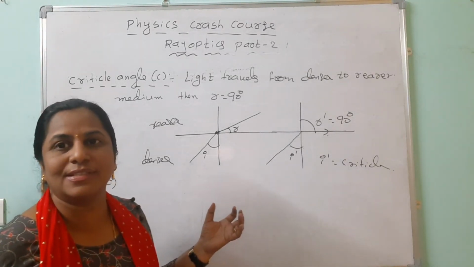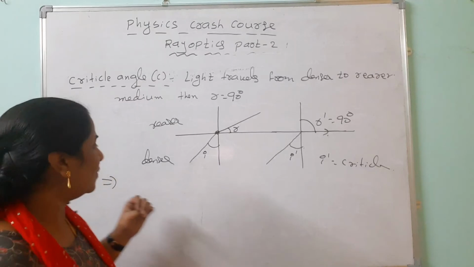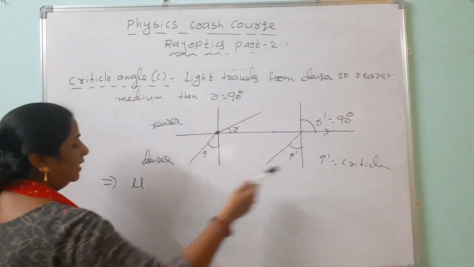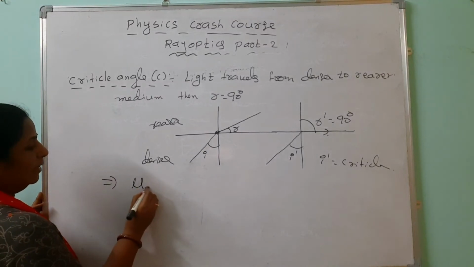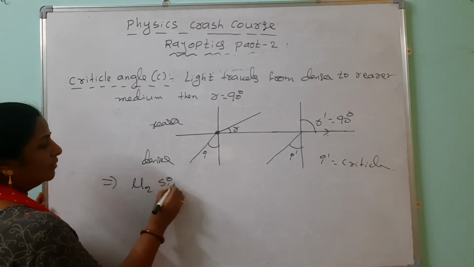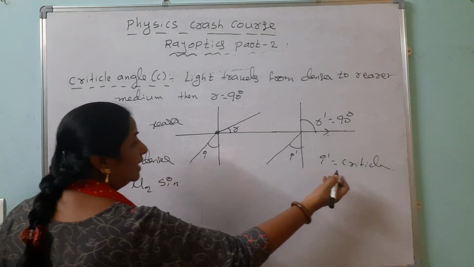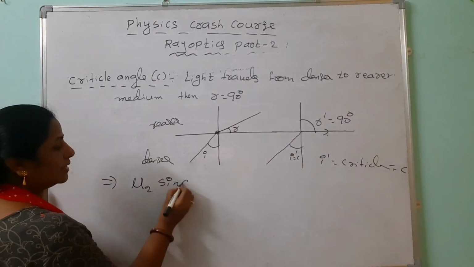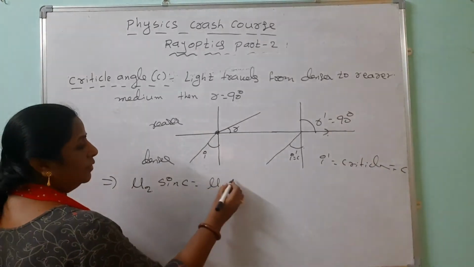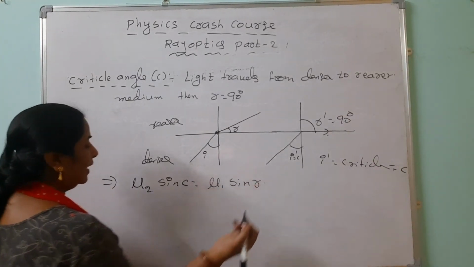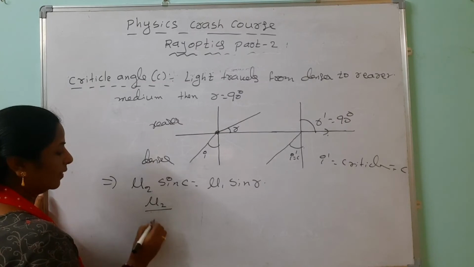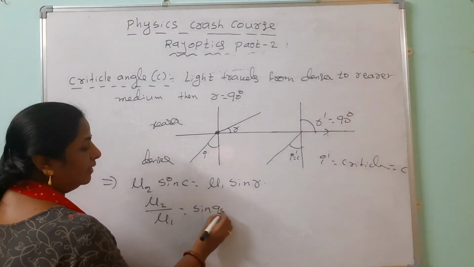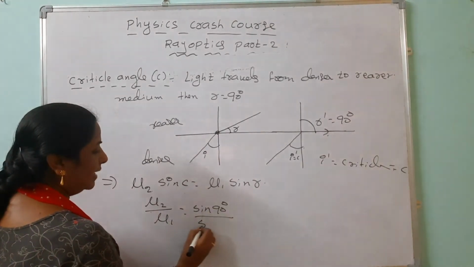Here also we can use Snell's law. What is that? It is the product of the refractive index of the denser medium, mu2, into sine of the angle of incidence. Whenever it is equal to the critical angle, instead of I dash we can take C. Mu2 sine C equals mu1 sine R. Then mu2 by mu1 equals sine R by sine C.